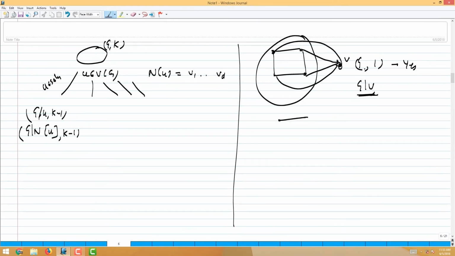G minus V is a cycle. It is, forget, does it even have a dominating set of size 1? No matter what vertex you pick, you will not be able to cover some edges. So its dominating set is at least 2, right? So this is what makes dominating set harder than vertex cover.